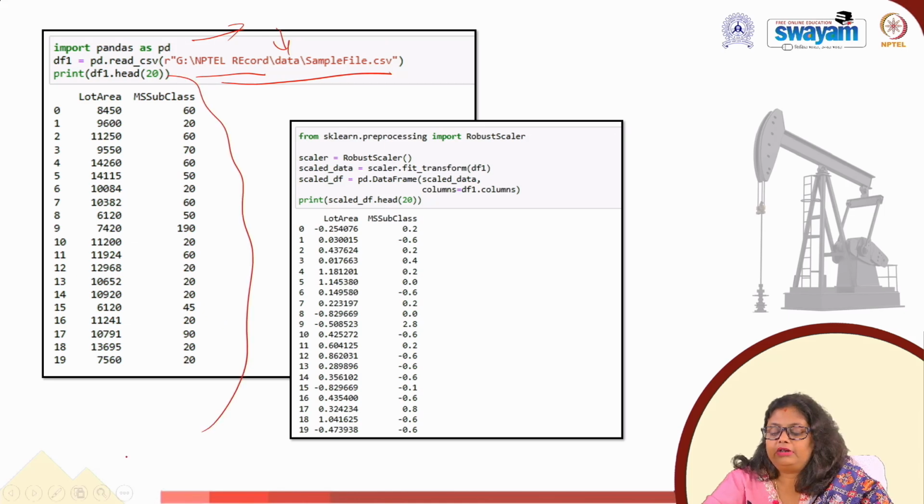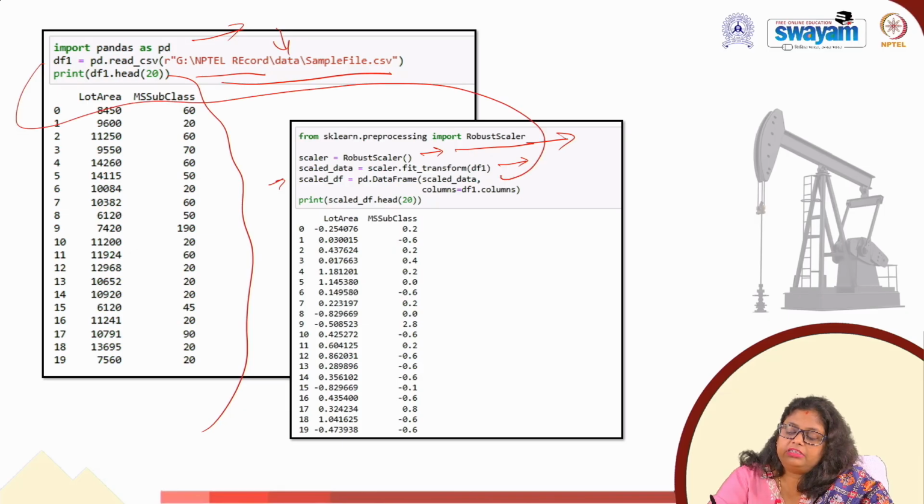It is displayed here. Now to do the scaling, robust scaling, from sklearn.preprocessing we import RobustScaler. Then scaler equal to RobustScaler, we initialize this one. Then for the scaled data we do scaler.fit_transform, and we pass df1, which we just created here. Previously I talked about the standard scaler, so the same concept applies here.